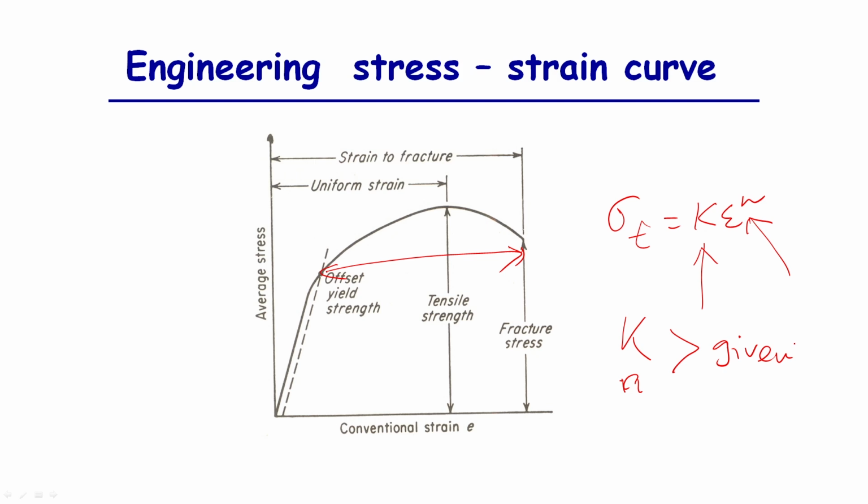That dictates the value of sigma T. So if you want to model it, you do not need to model using sigma T or epsilon. You need to model using these parameters. Other than that, there are many other issues like ultimate tensile stress, fracture stress, strain to fracture, strain to failure, uniform strain, a lot of things are important.